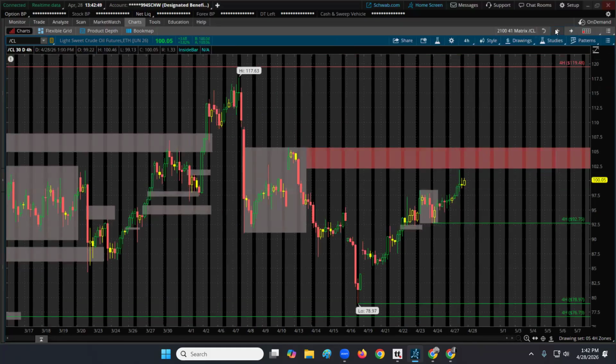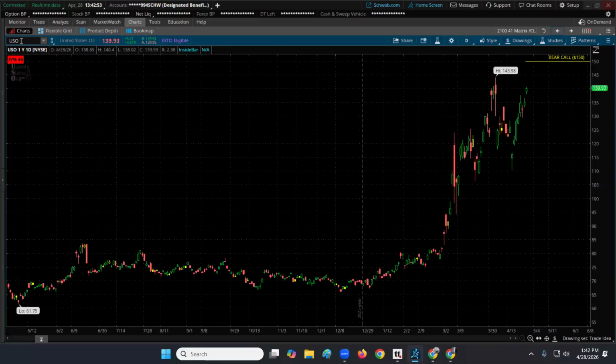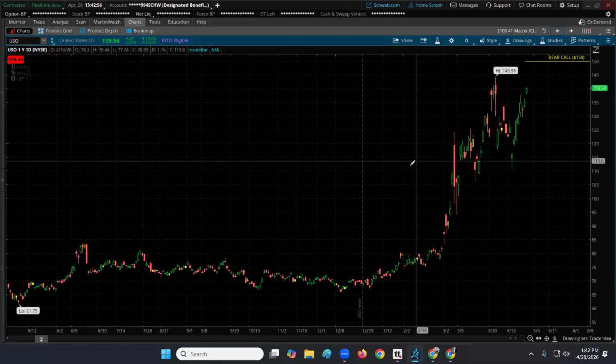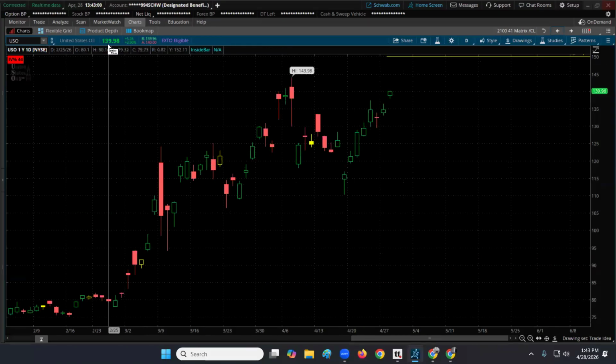Yep. So now let's take it to the stock ETF. Here's the stock ETF USO. See, I got the stock symbol cued in on the top left. And that bear call spread I mentioned, let's zoom in some more. The current stock is $139.98. Again, that's a stock ETF.